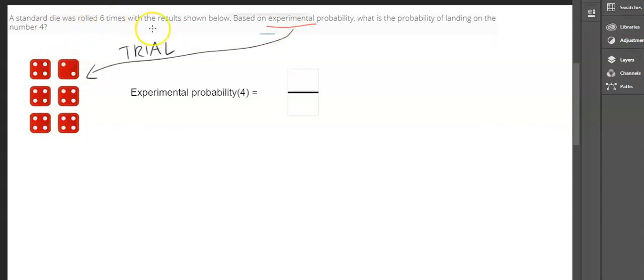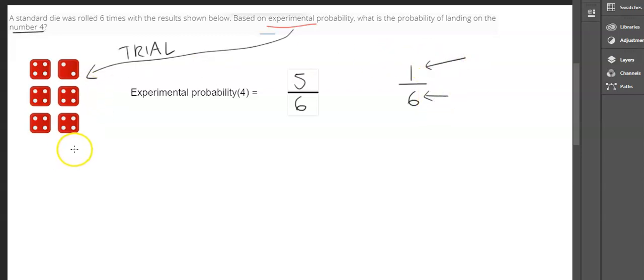So the die was rolled 6 times, and from those 6 times, 1, 2, 3, 4, 5 of them landed on the number 4. Because it's asking, what is the probability on landing on the number 4? Well, that's 5 out of 6 times. If you did want to think of this as theoretical probability, theoretically, we would be expecting the number 4 to land on the dice, after 6 rolls, at least 1 out of those 6 times, because there are 6 sides to a dice and there's only 1 four.